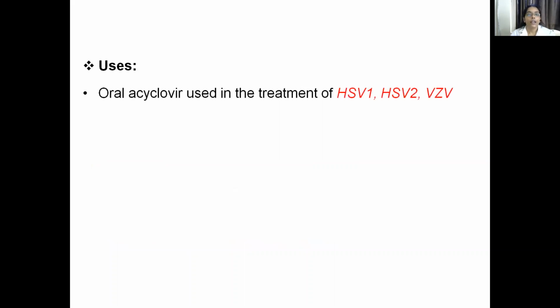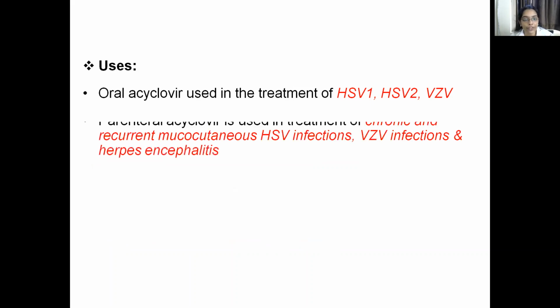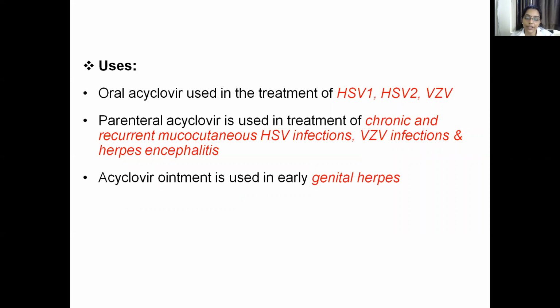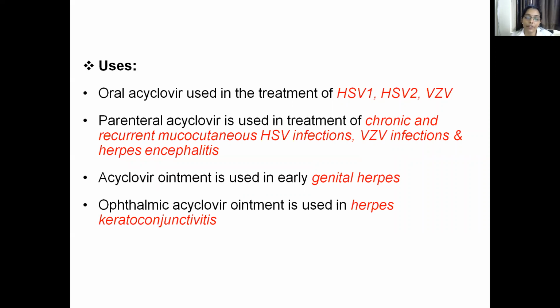Then the uses: oral acyclovir is used in the treatment of herpes simplex virus 1, herpes simplex virus 2 and varicella zoster virus. Then parenteral acyclovir is used in the treatment of chronic and recurrent mucocutaneous HSV infections, then VZV infections and herpes encephalitis. Acyclovir ointment is used in early genital herpes. Then ophthalmic acyclovir ointment is used in herpes keratoconjunctivitis. So it can be given orally and parenterally and also topically as an ointment.